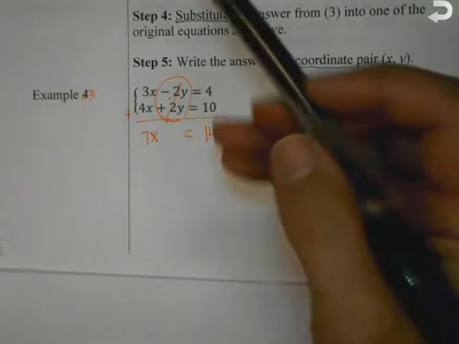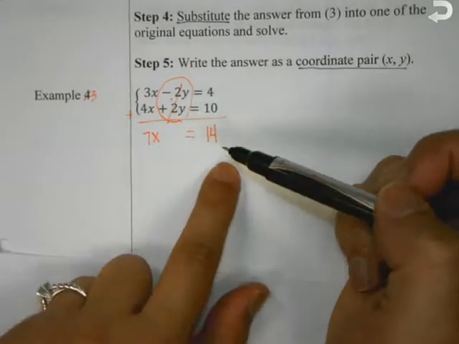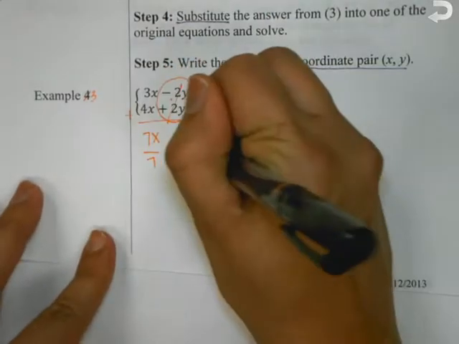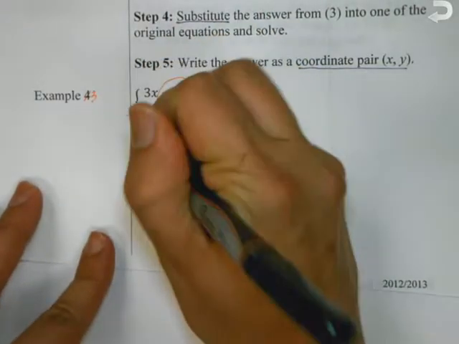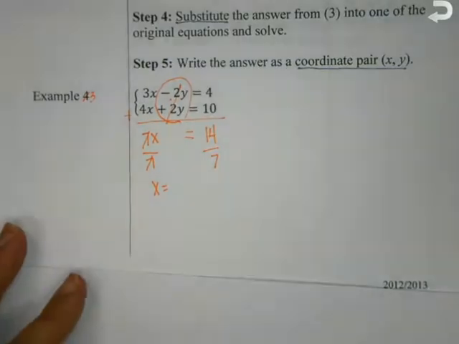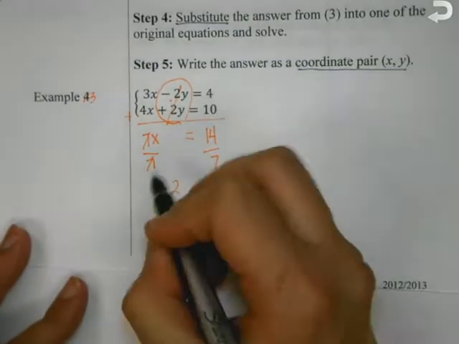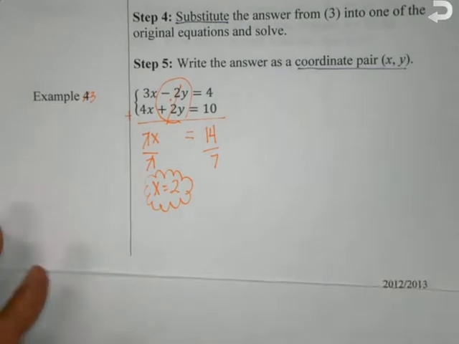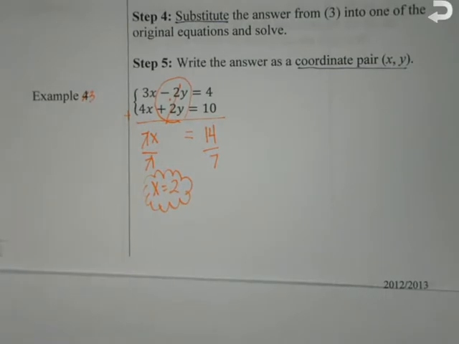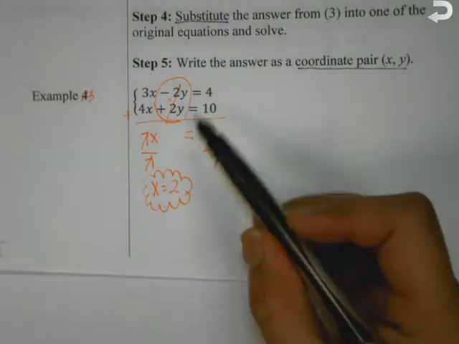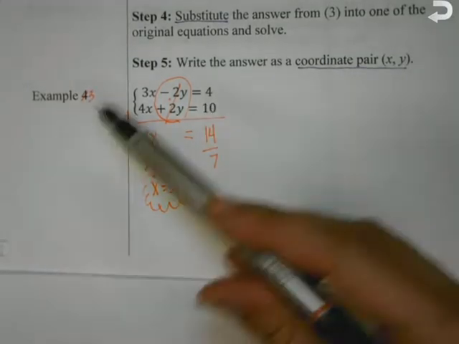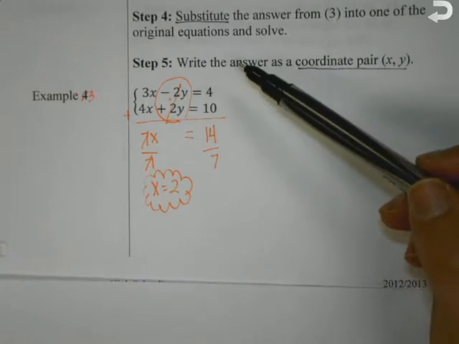So I'm going to divide both sides by 7. And I get x equals 2. Okay, that's not your whole answer. That's only part 1. I still need y. So if I have x equals 2, what do you think I need to do to solve for y? Plug it in. Doesn't matter which one I plug x into. You can plug x into whichever of the equations you want.